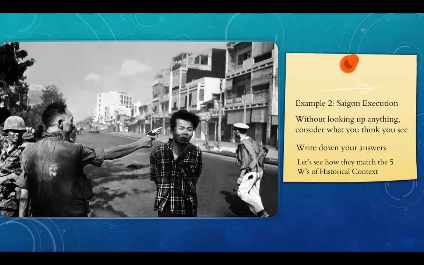All right. Now, it's 2020. You're looking at a photograph from 1968. So we know it's a Saigon execution. Without looking up anything, I want you to think about what you see. Based on what you think you see and what you think you know, just jot down your answers real quick. And let's see how they match up with the 5 W's of historical context.